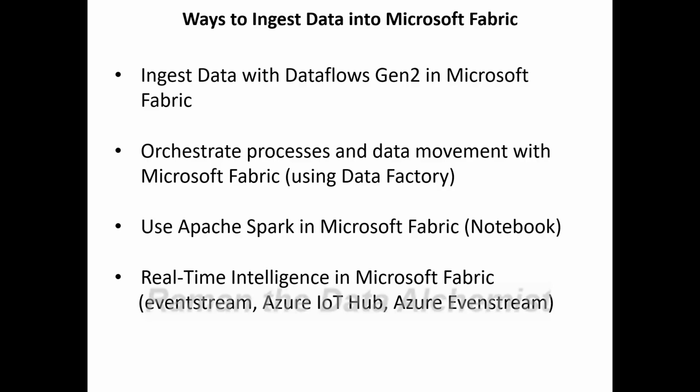And the last one is real-time intelligence. Real-time intelligence is a kind of separate experience in Microsoft Fabric, where you can stream data using Eventstream. Eventstream is an inbuilt part of real-time intelligence, where you can use the sample data present in Microsoft Fabric, or you can use Azure IoT Hub or Azure Event Hubs, right? So you can configure the process and bring the data from Azure IoT Hub, Azure Event Hubs, or from inside the Fabric.